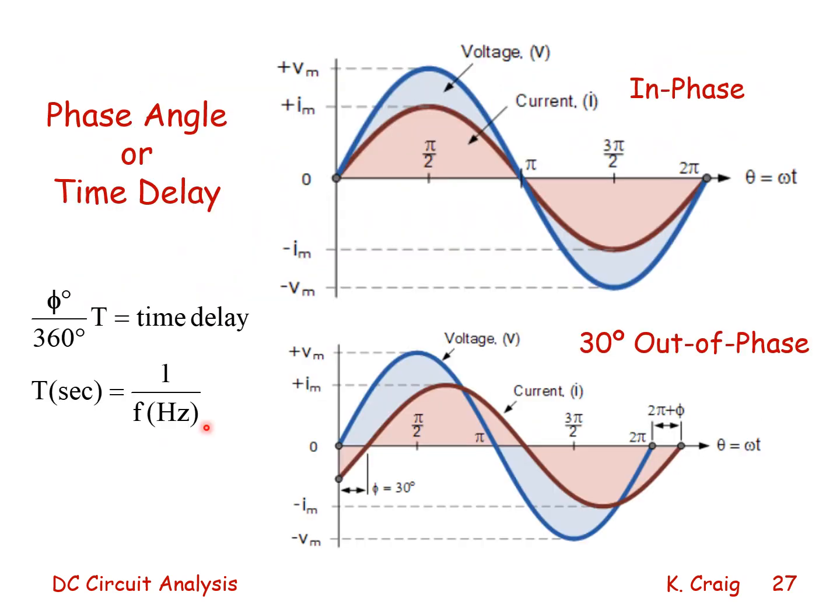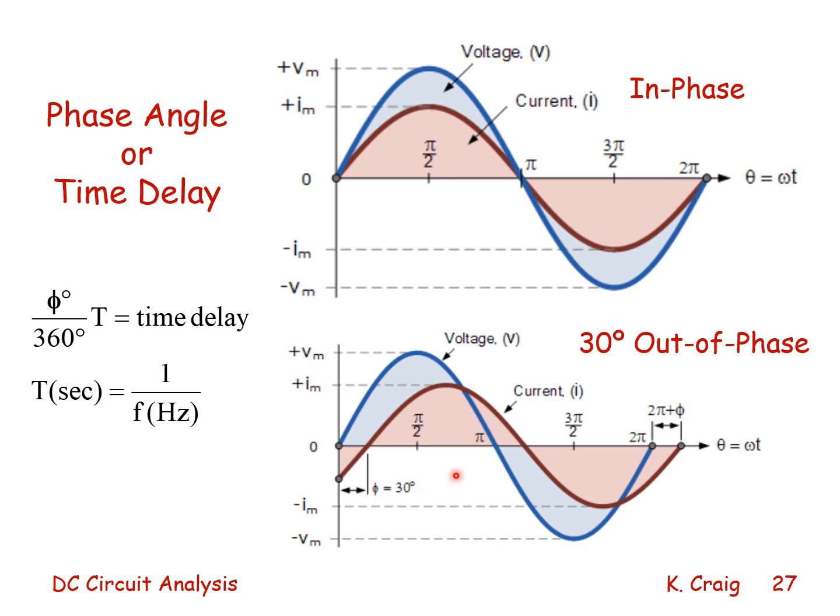Here we see two diagrams that will show the equivalence of phase angle and time delay. At the top, we see two sine waves, one for voltage, one for current, that are in phase. At the bottom, we see two sine waves, one for voltage, one for current, and they are 30 degrees out of phase. The current leads the voltage by 30 degrees.